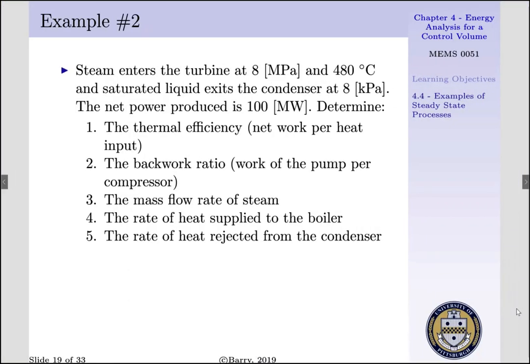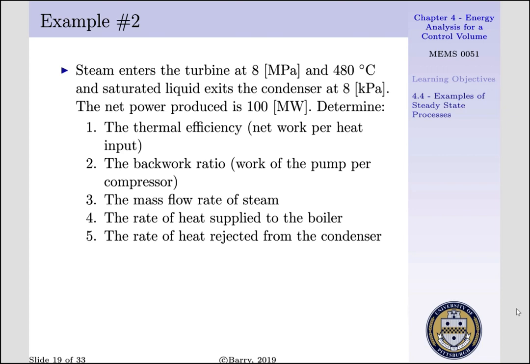Now, let's assume that steam enters our turbine at 8 MPa and a temperature of 480 degrees centigrade, and that saturated liquid exits the condenser at 8 kPa. If the net power produced is 100 megawatts, we want to determine the thermal efficiency, the back work ratio, the mass flow rate of the steam, the rate of heat supplied to the boiler, and the rate of heat rejected from the condenser.